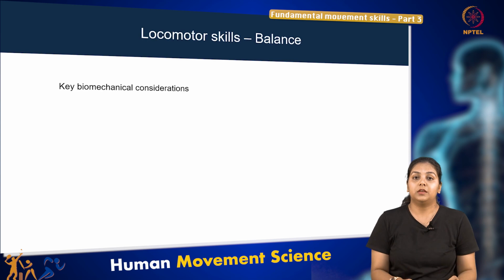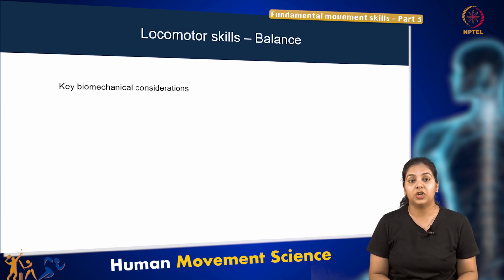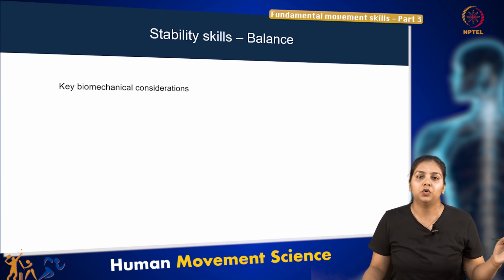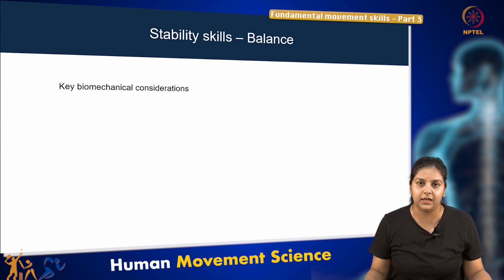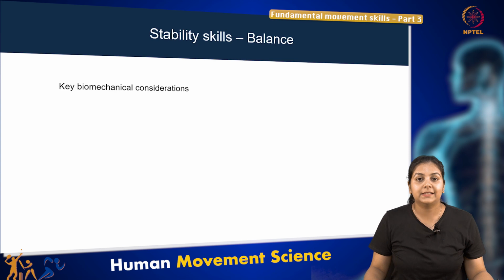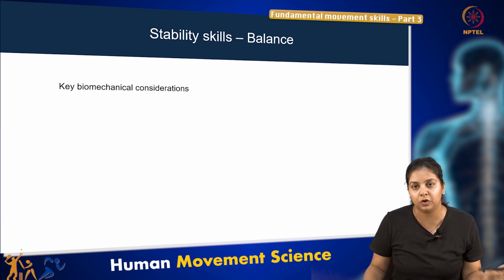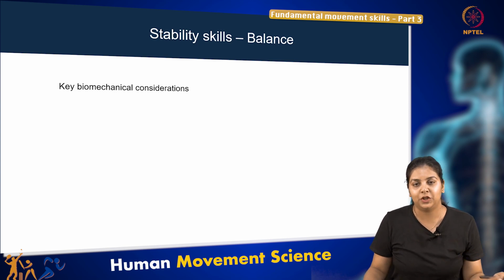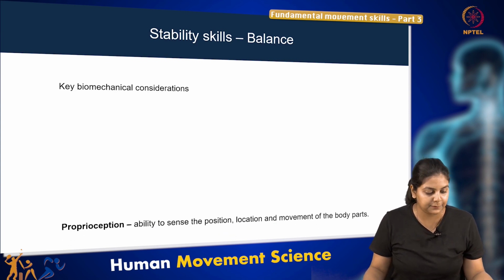Now that we've looked at the different jumps and running, which are our locomotor skills, and how to analyze them, with the integration of functional anatomy, biomechanics, and movement analysis, let's look at the stability skill of balance. For balance, what are the key biomechanical considerations? We're not going to get into the functional anatomy because it's a pure, stationary skill of balance. You're not moving, but there are biomechanical considerations that you would look at to study balance.